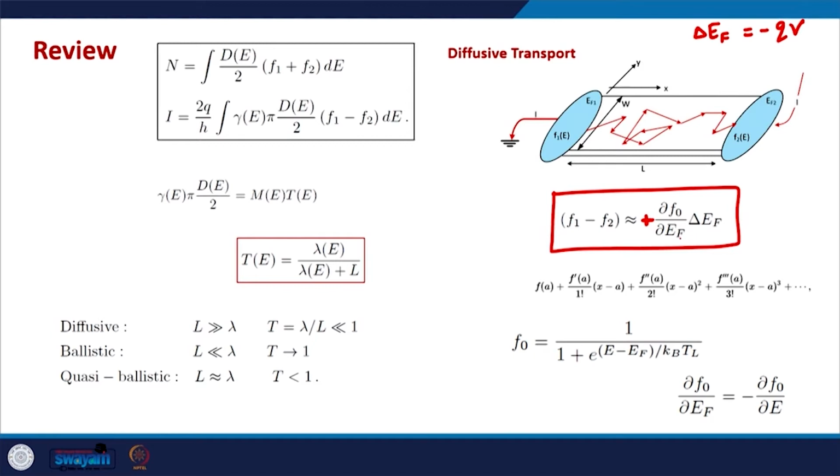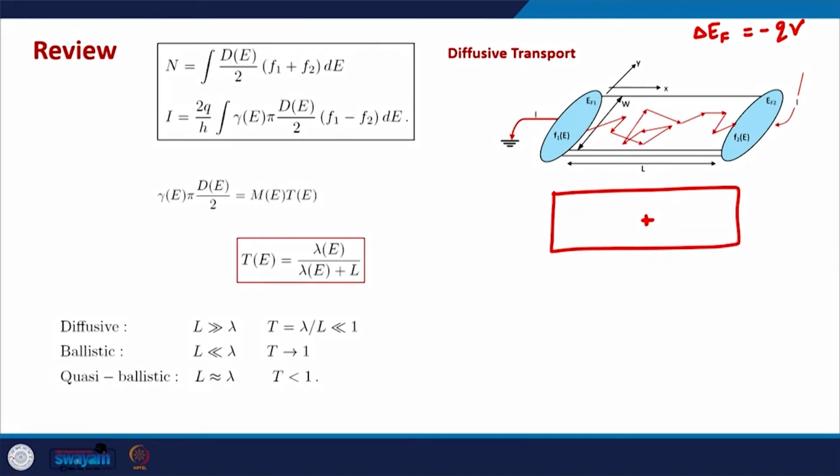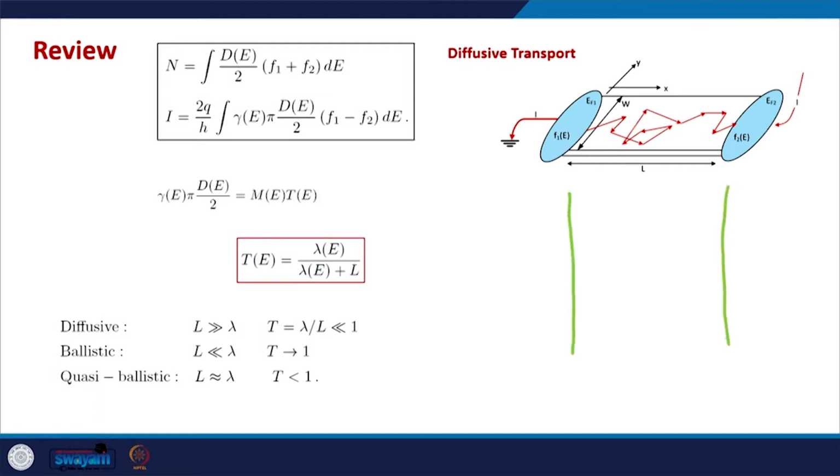But using our convention, we assume that we have this kind of a device. These are the contacts. On the source side we have EF1, Fermi function F1; on the drain side we have the Fermi level EF2, and the Fermi function is F2. The applied voltage basically brings down the drain side Fermi level, and this difference between EF1 and EF2 is given as Q times V.